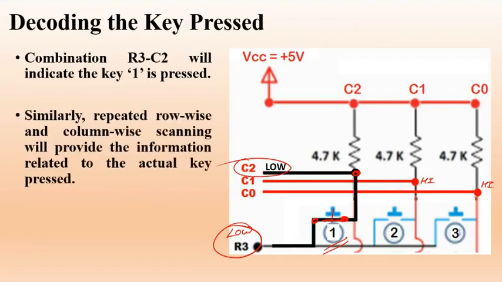And similarly, what you can do is repeatedly scan the columns one by one, one by one, one by one, and whichever pair, row and column, becomes low, by knowing that particular pair, you can tell that which of the keys out of the 12 keys have been pressed. Okay, this is how we do the scanning of the keys.